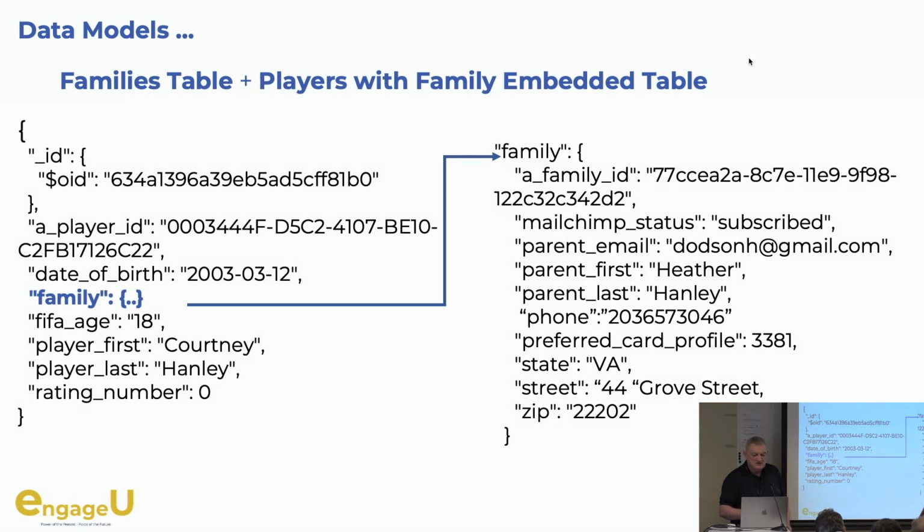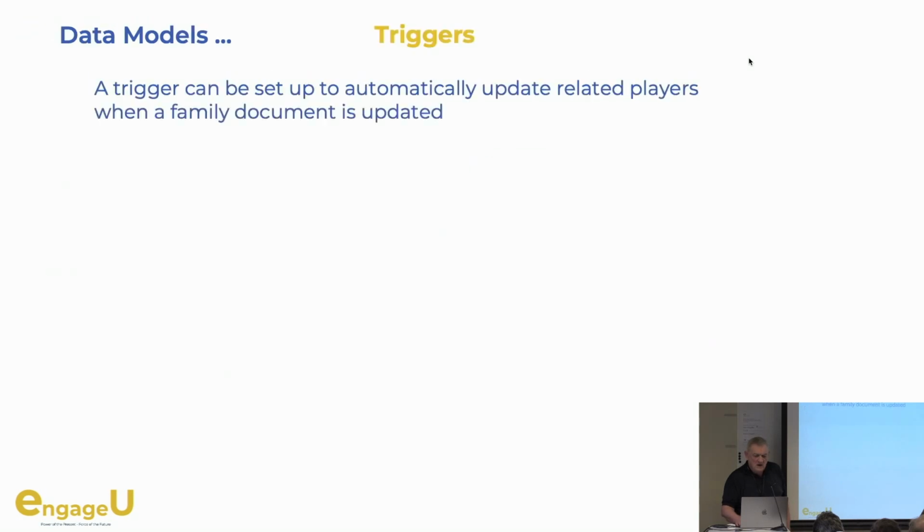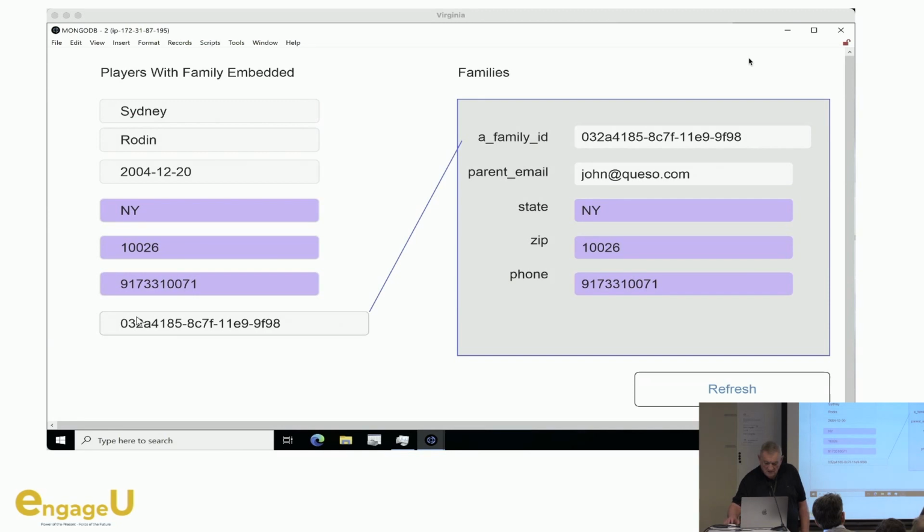this is basically, we can use this, and this gives us this players with family embedded table. We're going to go back to this. And a trigger can be set up to automatically update related tables when a family document is updated. And we're going to run a movie here. Here I've actually used the ODBC driver to look at players with family embedded and the related family document in the families collection. And the purple fields are ones that are data that's shared in both collections.